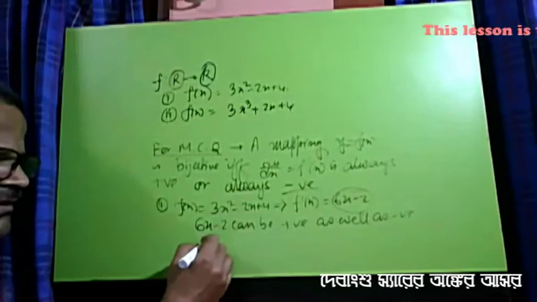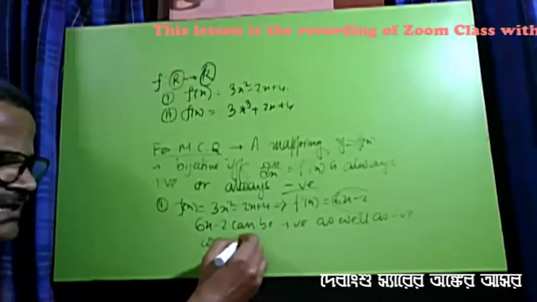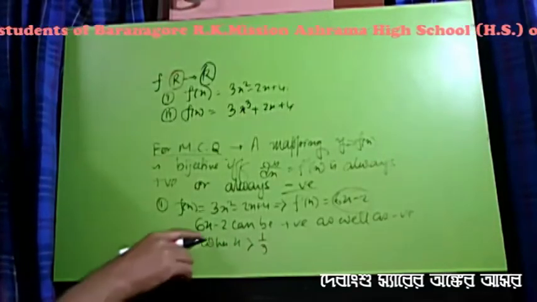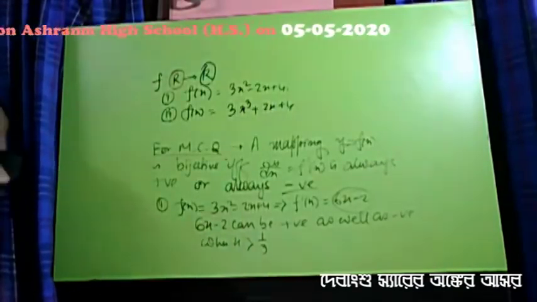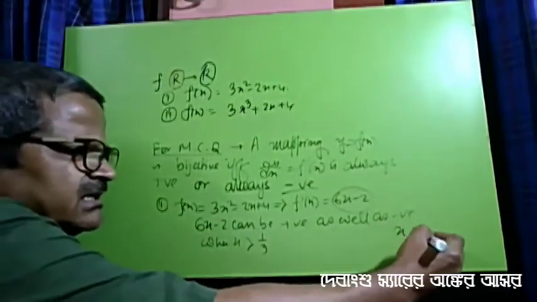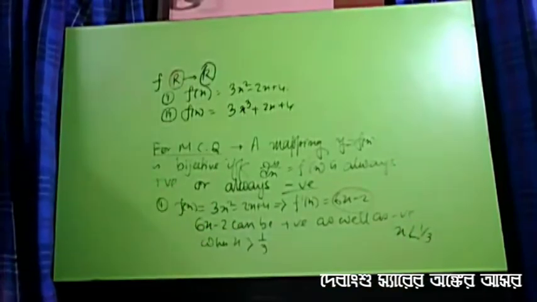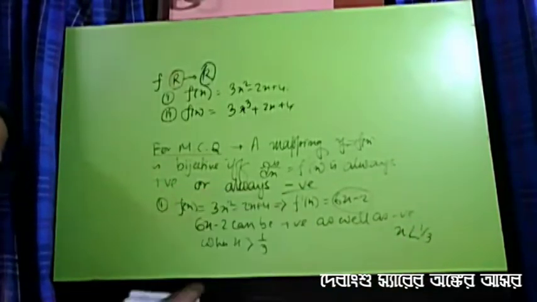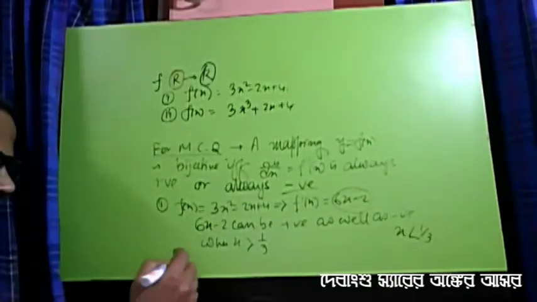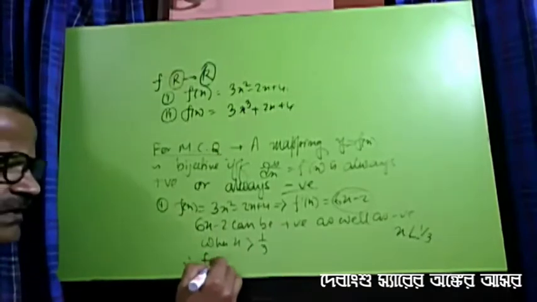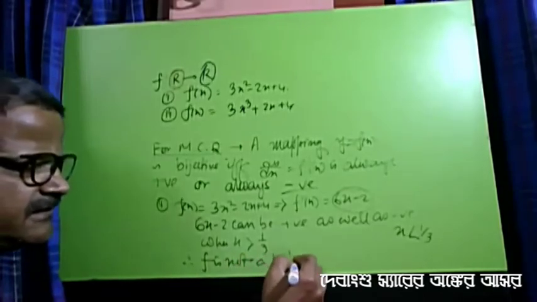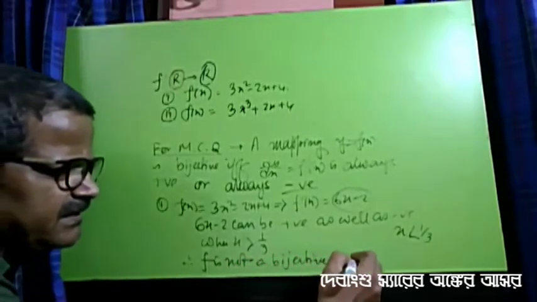Positive কেন? When x is greater than 1 by 3, 6x is more than 2, and it is positive. Negative when x is less than 1 by 3. But see, less than 1 by 3, put 0, it is negative; put 1, it is positive. So it can be positive, it can be negative. Hence, f is not a bijective mapping.